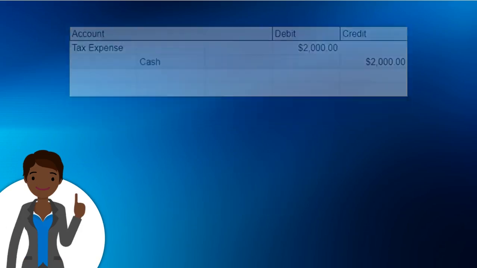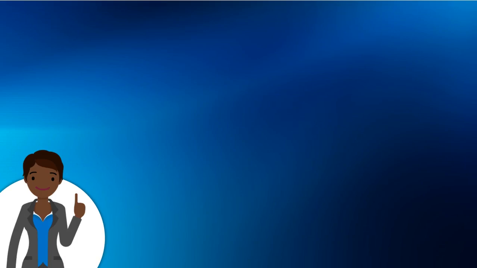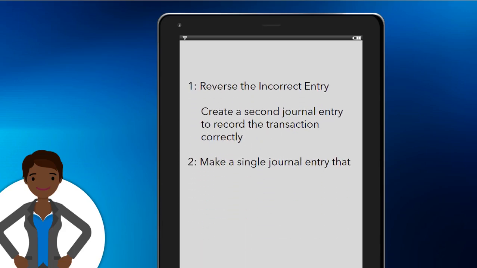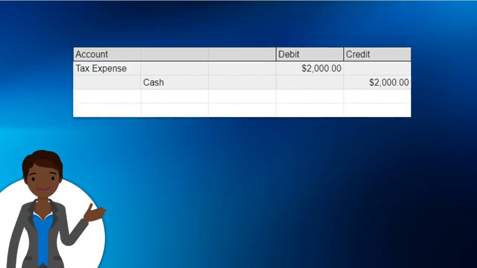Once the error is found and verified, we can correct it. Now, generally, there are two ways to fix this. One is to reverse the incorrect entry and use a second journal entry to record the transaction correctly. Or make a single journal entry that, when combined with the original but incorrect entry, fixes the error. That's the approach we're about to use.